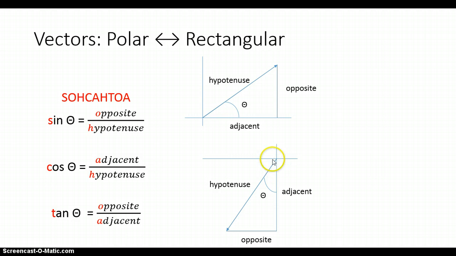If we're looking at this from the y-axis, in other words, our theta is being measured from our y-axis here, then this is our adjacent side, this is the opposite side, and this is the hypotenuse, again represented by the vector. What you'll notice is the opposite side here, when we're measuring from the y-axis, is actually equivalent to the projection onto the x-axis. So this opposite side is equal to the projection onto the x-axis.